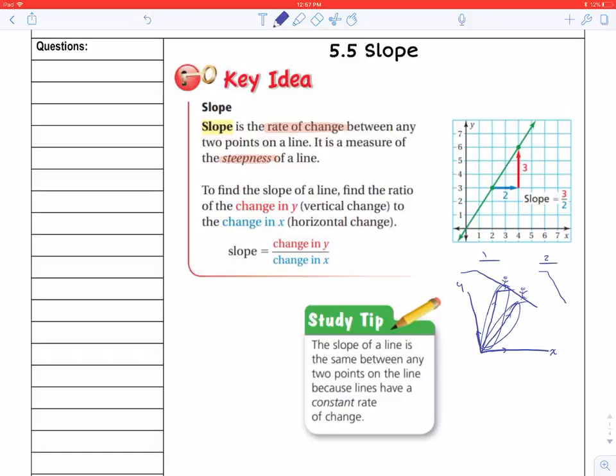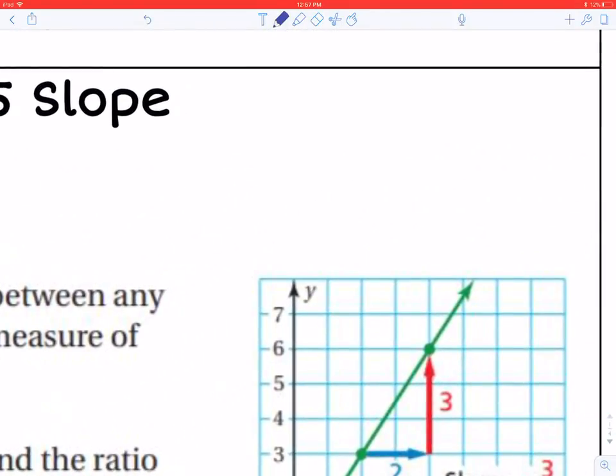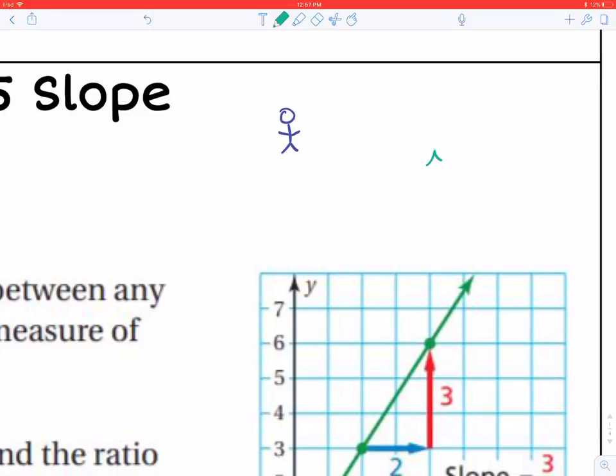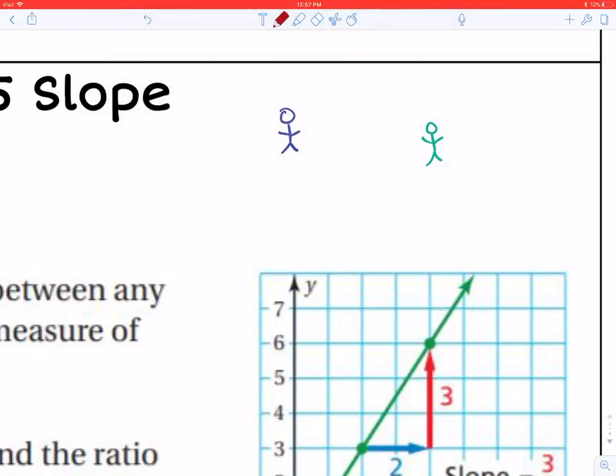So let's put slope into terms that we might have a better understanding for. Let's say that we had a person here and a person over here. Let's make them two different colors. But we're going to love them the same, even though they're different colors. And let's say that this person is on a slide that looks like this. And let's say that this person got onto a slide that looks like this, and they're going on water slides.